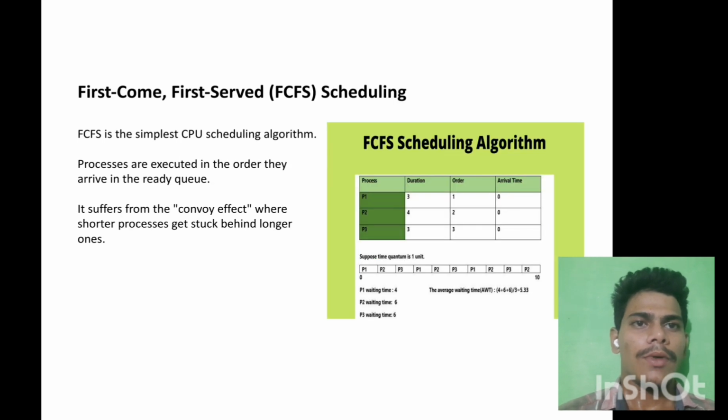First come, first served, FCFS scheduling. FCFS is the simplest CPU scheduling algorithm. Processes are executed in the order they arrive in the ready queue. It suffers from the convoy effect, where shorter processes get stuck behind longer ones.